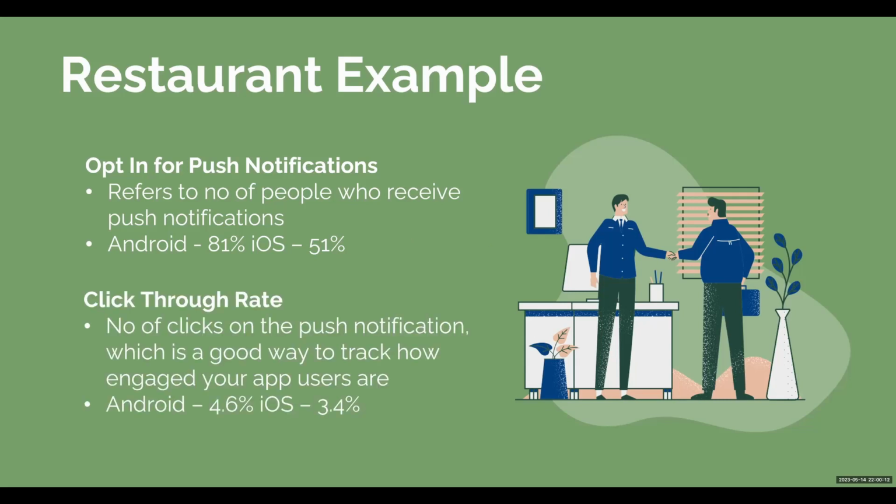Next, we're going to look at click-through rate. So the definition of click-through rate here is similar to the click-through rates that you find on email campaigns, which is the number of clicks on the push notification. This is a good way to track how engaged your app users are. And according to Airship's research, the global average click-through rate for Android phones is 4.6%, and for iOS phones, it's 3.4%. You can see that this is actually a higher click-through rate compared to many email campaigns that we see here today.